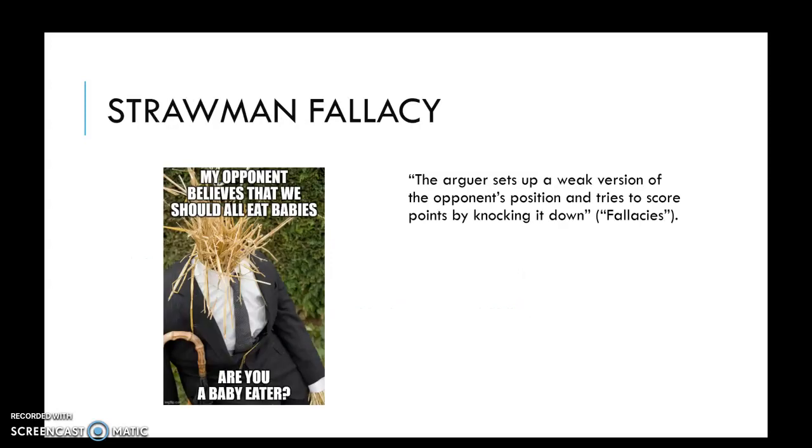So let's start with the straw man fallacy, which refers to an overly simplistic and completely false version of your opponent's position to make it easier to knock over. Accusing your opponent of advocating baby eating is a pretty good example of the straw man fallacy.